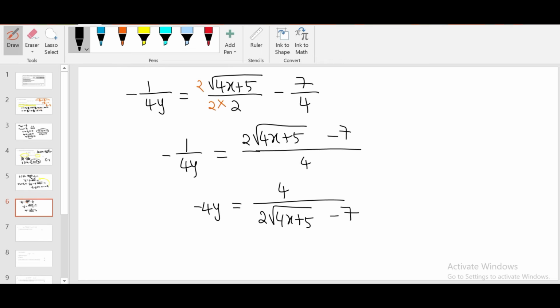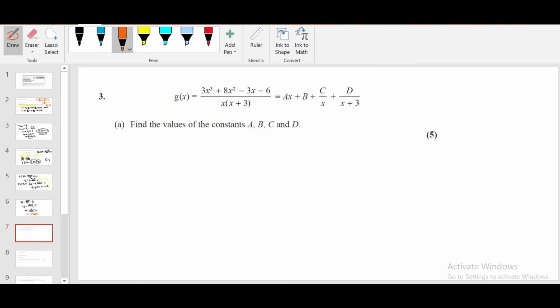Divide both sides by minus 4. So y is going to be 1 divided by, this will be multiplied by negative. This becomes negative, this becomes positive. So 7 minus 2 square root of 4x plus 5. That's the answer. Question number 3.